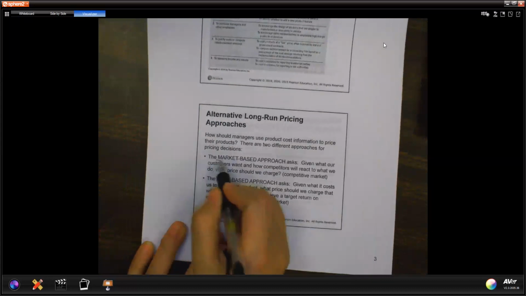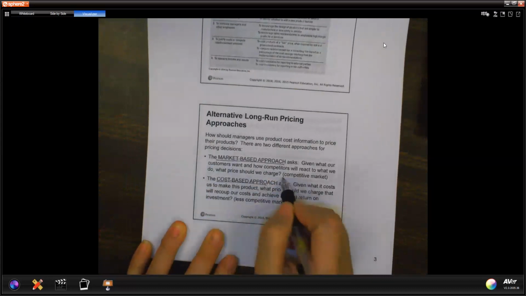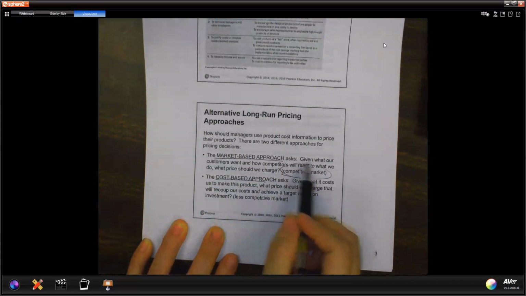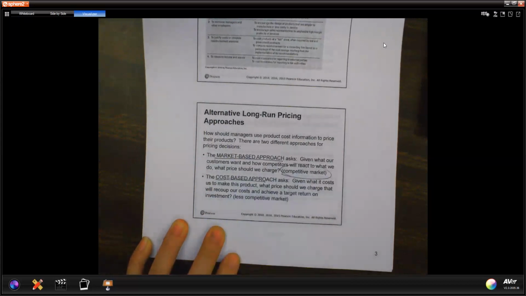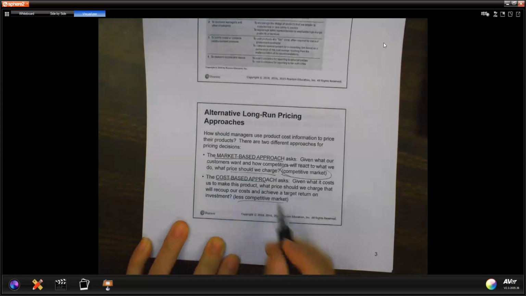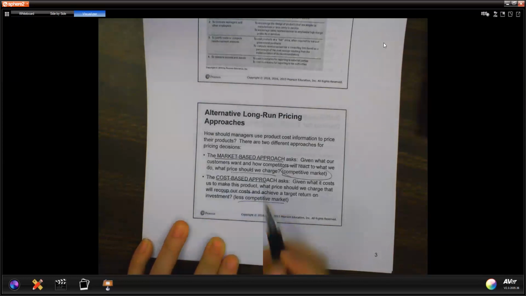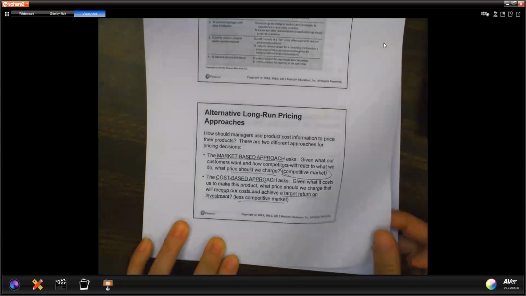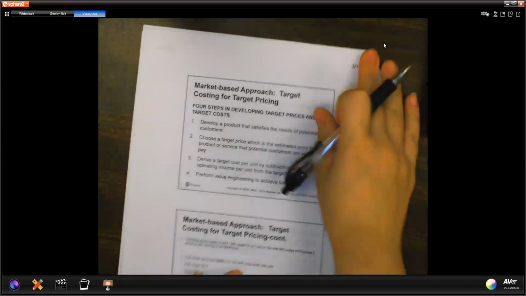We said the first one is market-based. That is basically if the market is really competitive, you ask, given that the market and the competitor already set the price, what price should we charge? We should try to match them. And then cost-based: if there is no competition, then the selling price is what it costs us to produce the product. We have to cover the cost, and then we also get a certain return as our profit. We talk about the first one, the market-based approach.